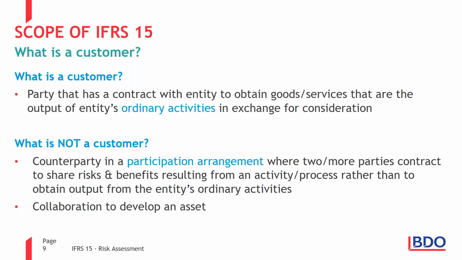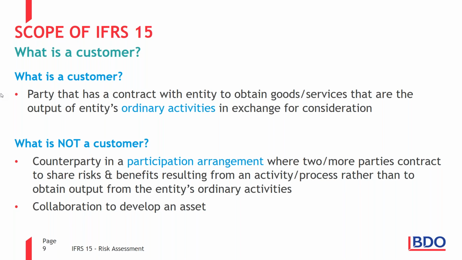It can also get complicated when it comes to multiple arrangements or multiple contracts. Some contracts need to be looked at together, so multiple contracts will be added together or linked, because the arrangement cannot be understood without looking at all the contracts together. And then you start to have multiple parties involved. The question is, who's the customer? Who is the party that you're contracting with, who obtains your goods or services as an output of your ordinary activities? So that's something to really have a look at.